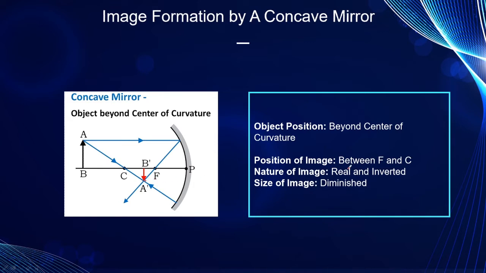If it is real, I said it has to be inverted, and you can see the head is down. There the head is up, and here the head is down. Okay, so it is real and inverted. Now I see the size. You can see that the image is quite small. It is less than half the size of the object. So my image is diminished, right?